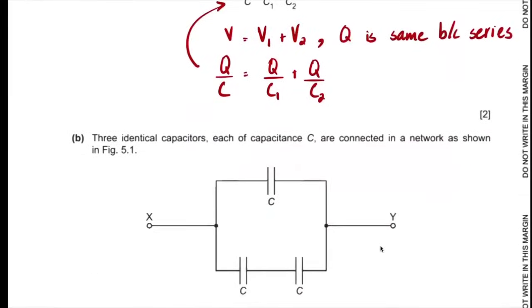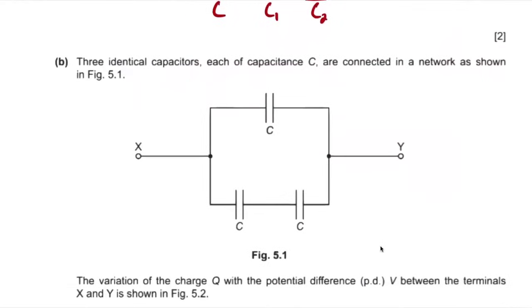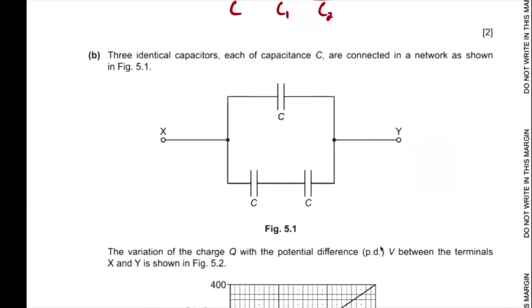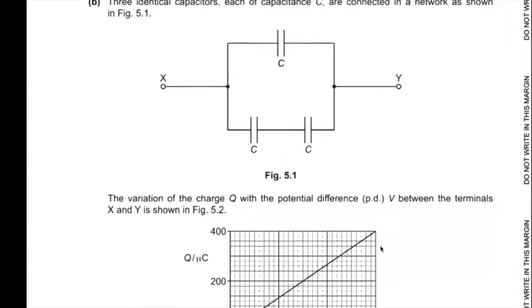Three identical capacitors, each of capacitance C, are connected in the network as shown in 5.1. Variation of charge Q with potential difference between the terminals is shown. So it's the total charge and the total potential difference between these terminals. First of all, I can see that both of these are in series with one another, so the net capacitance would become C by 2 here. And this is in parallel with this, so this would become C by 2 plus C, right? And 1.5 C would be the total capacitance here.